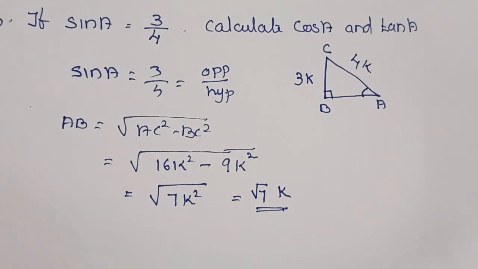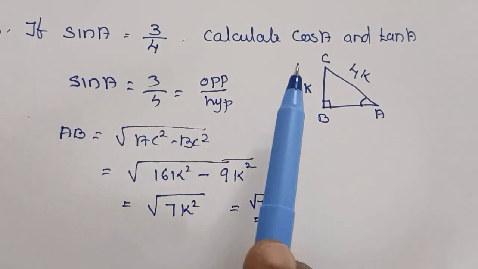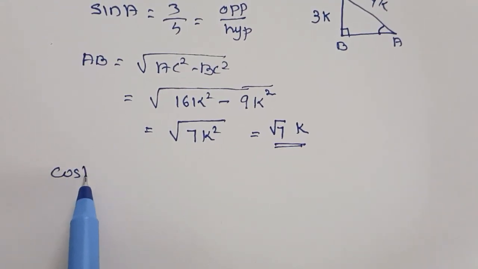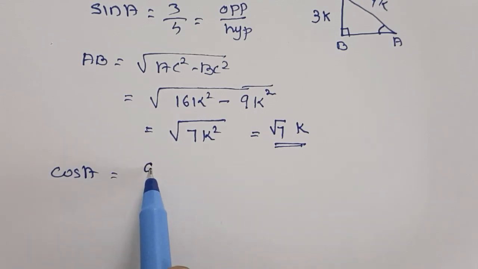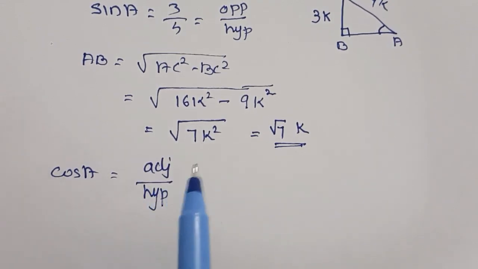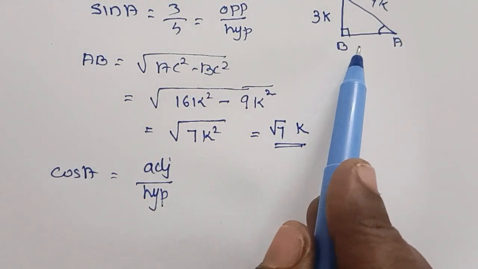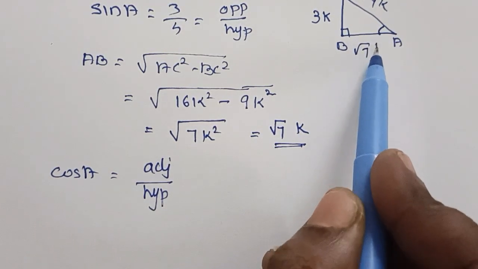Now we have to calculate cos A and tan A, isn't it? Cos A is adjacent side by hypotenuse. Adjacent of angle A is root 7k.